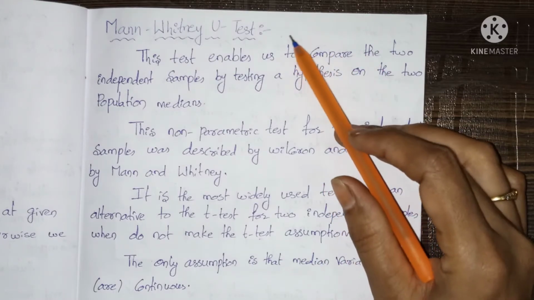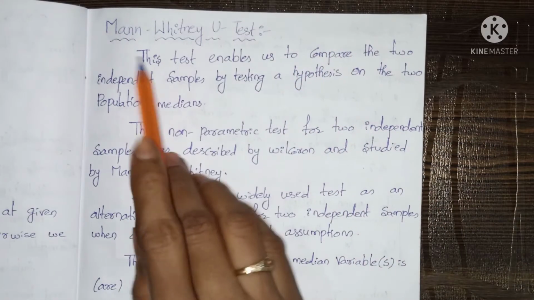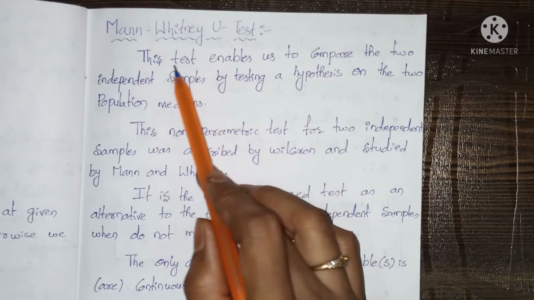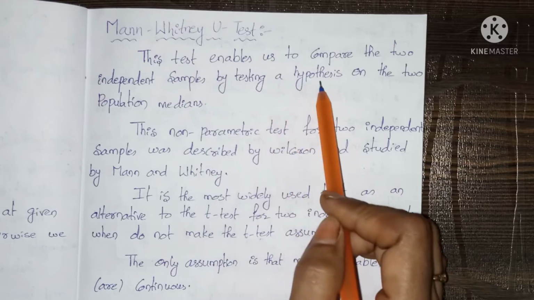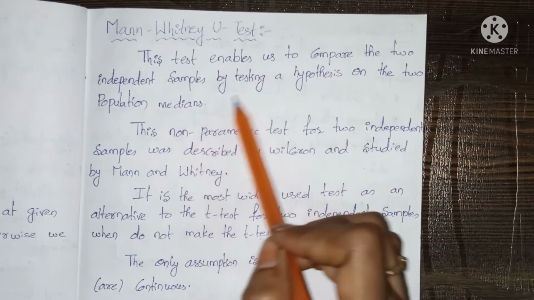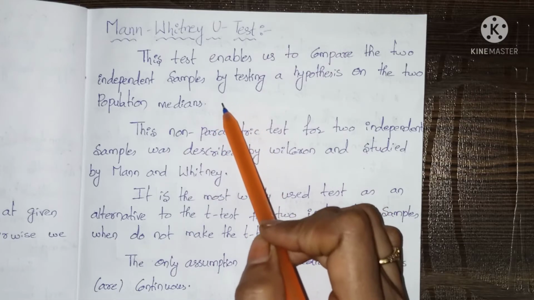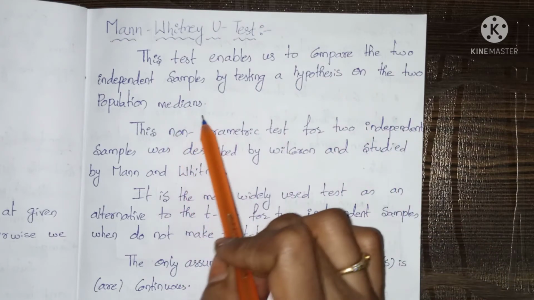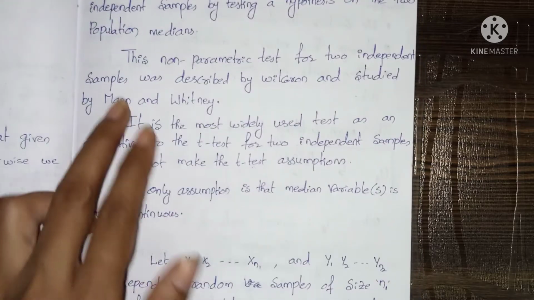So now I'm going to tell you about the Mann-Whitney U-test in non-parametric tests. Now we'll see what the Mann-Whitney U-test is. This test enables us to compare two independent samples by testing a hypothesis on the two population medians. So it is used to compare what? Two independent samples.